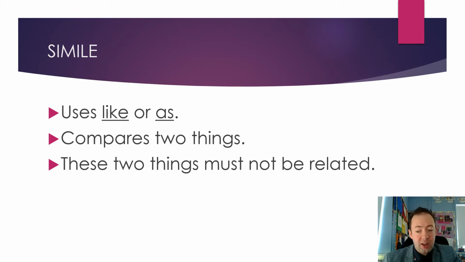So for instance, if I was using a simile to describe a car, I would not use a type of car to talk about how fast that car was going. I would have to compare it to something that it isn't. And that's the thing that some people find so difficult sometimes, comparing it to something that it isn't related to.